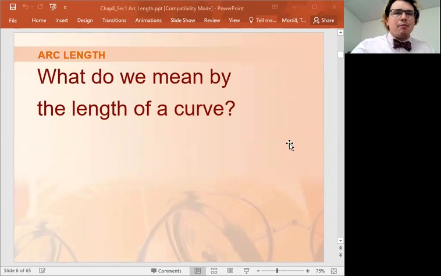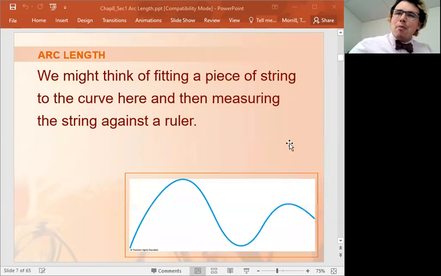So we have some curve. For right now, our curves are in the XY plane. And most commonly, I'm used to these being y equals a function of x. But for right now, the picture I have is just some curve, not necessarily attached to a particular formula.